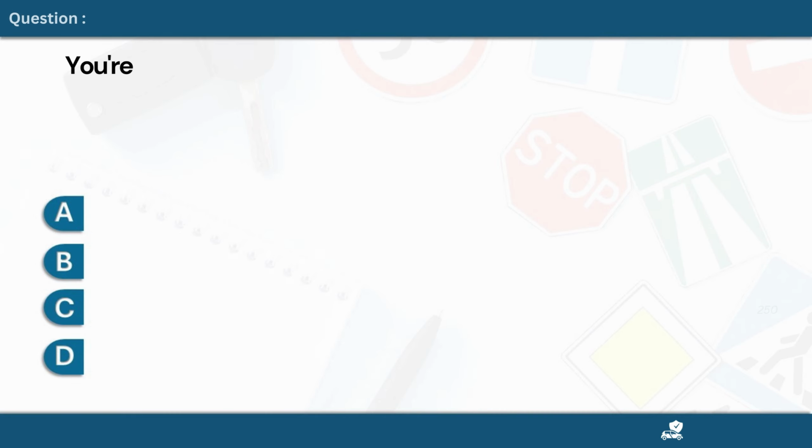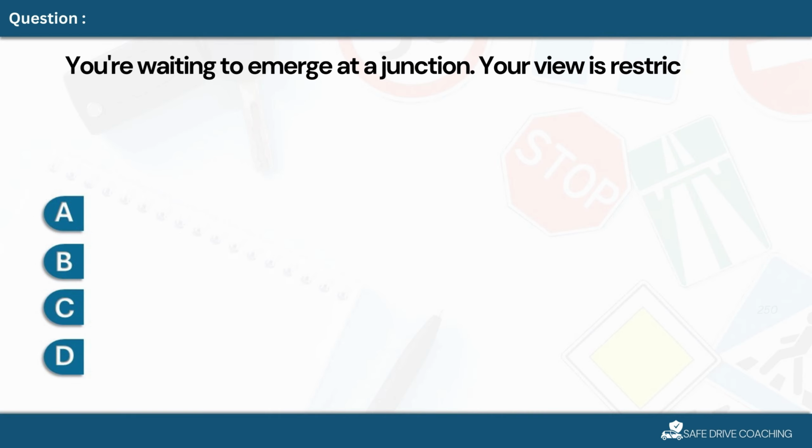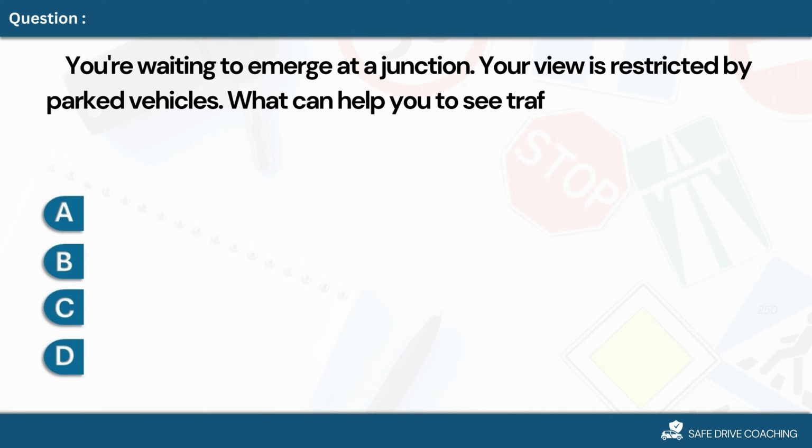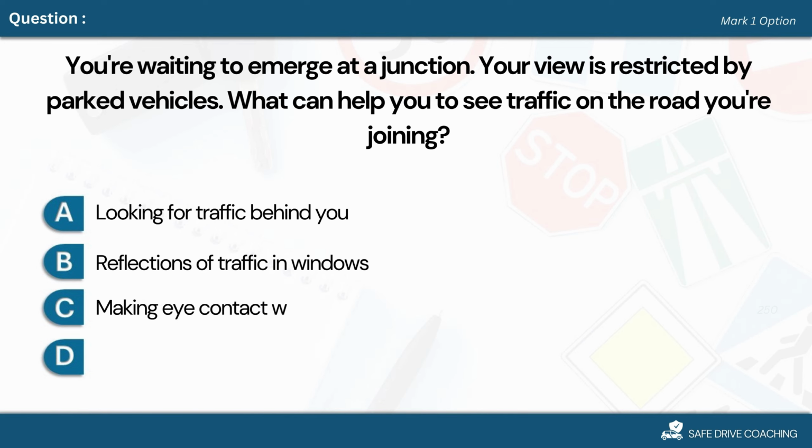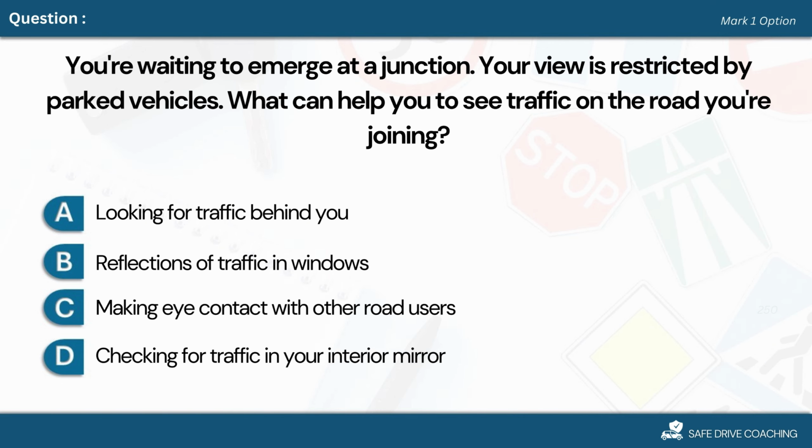You're waiting to emerge at a junction. Your view is restricted by parked vehicles. What can help you to see traffic on the road you're joining? A. Looking for traffic behind you. B. Reflections of traffic in windows. C. Making eye contact with other road users. D. Checking for traffic in your interior mirror.